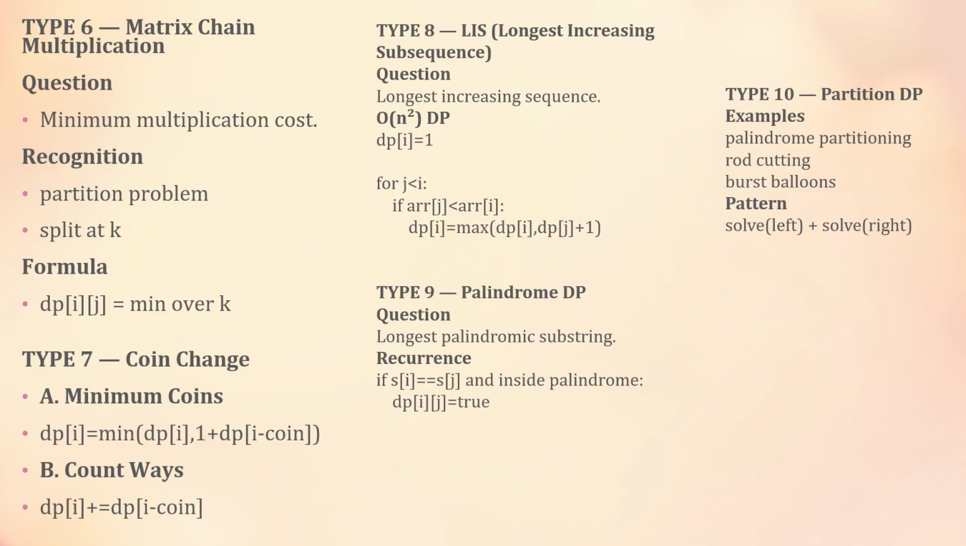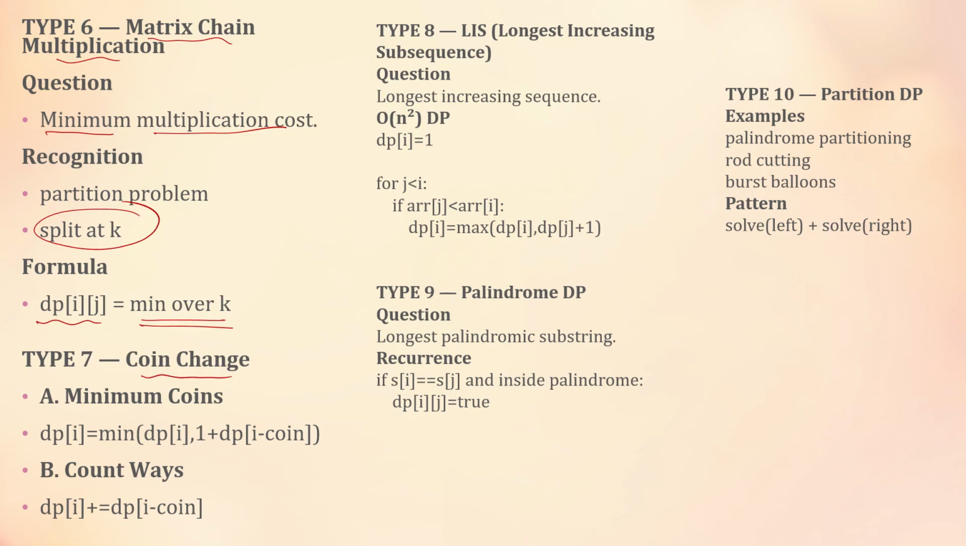Next comes your matrix chain multiplication. That is, we need the minimum multiplication cost. Here we use the concept of splitting at k, where dp of i, j will be your minimum over k. We are trying to find the minimum multiplication cost, like in case of UCS, minimum cost to reach the destination.